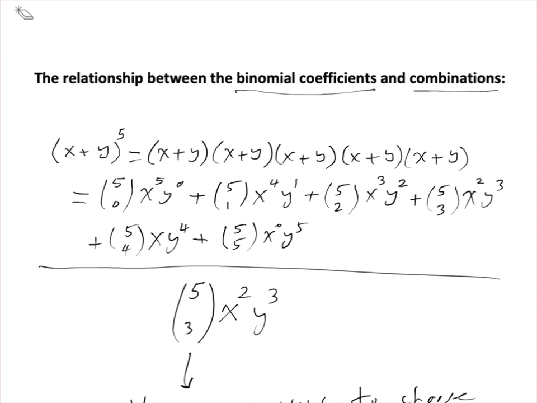So in this case, for example, 5 choose 0 is 1, 5 choose 1 is 5, 5 choose 2 is 10, 5 choose 3 is also 10. These are the same because 2 plus 3 is 5. 5 choose 4 is 5. 5 choose 5 is 1. So you get 1, 5, 10, 10, 5, 1. And those are the coefficients in the fifth row of the Pascal triangle.